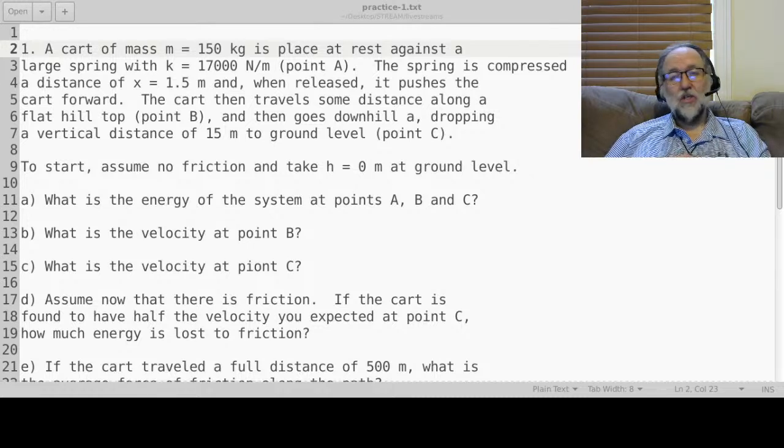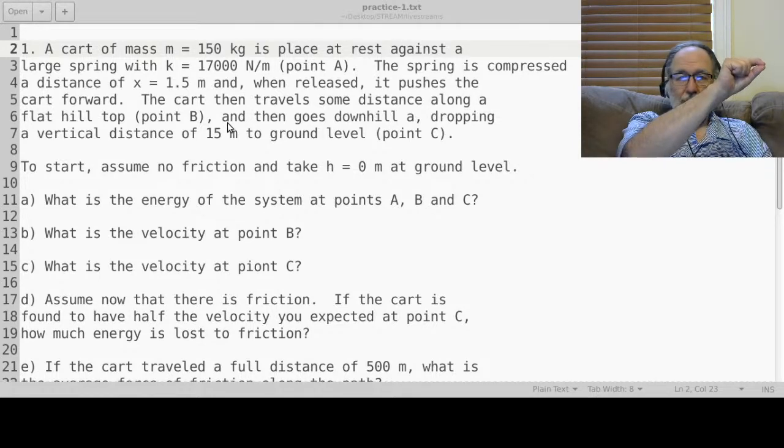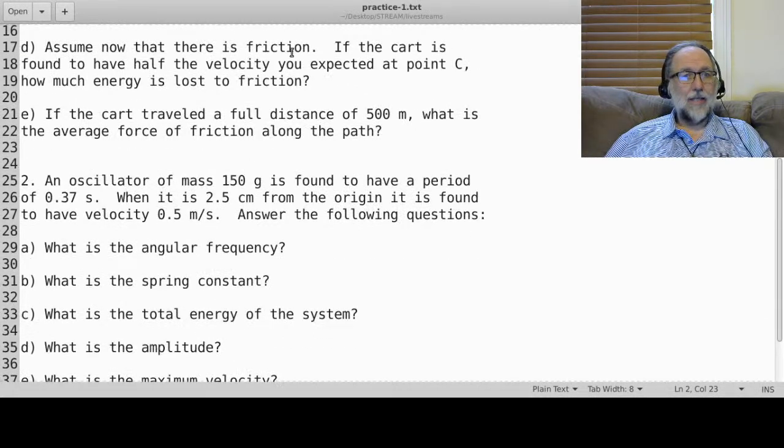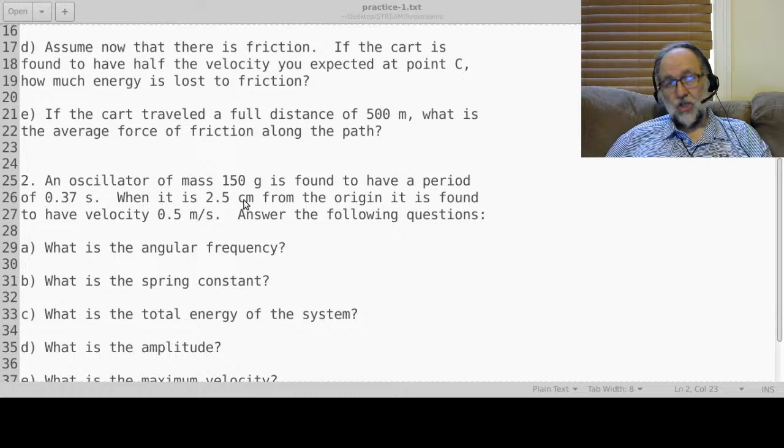I've got two questions today to go over. The first is one of my usual questions where I've got either a car, or in this case a cart, that goes uphill and downhill, and there are some springs. There's energy there, and we'll do it first without friction, and then repeat it with friction. Then I've got another question on energies in an oscillator. We've studied the oscillator before, but now we're going to study it in terms of energy.